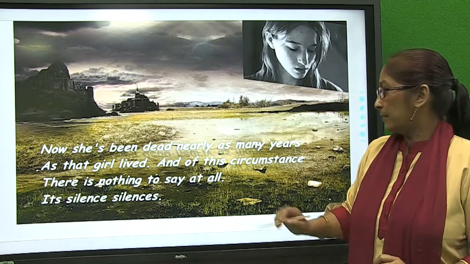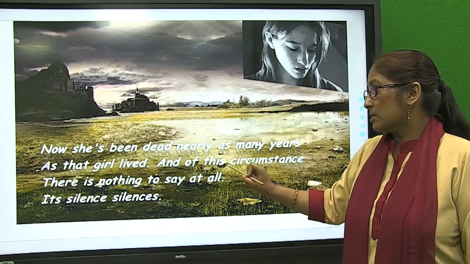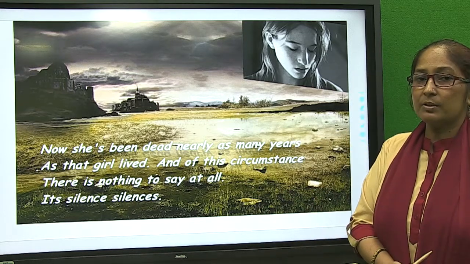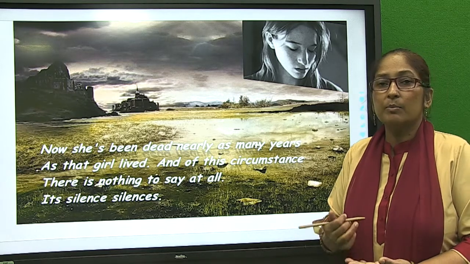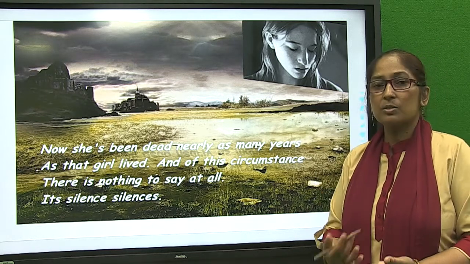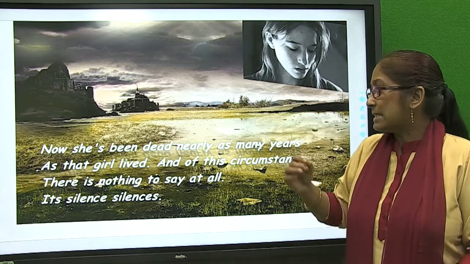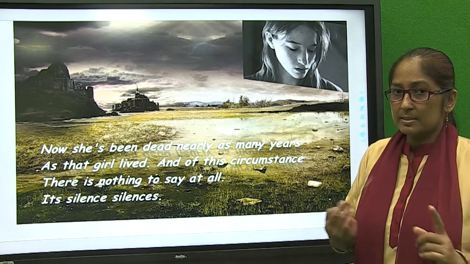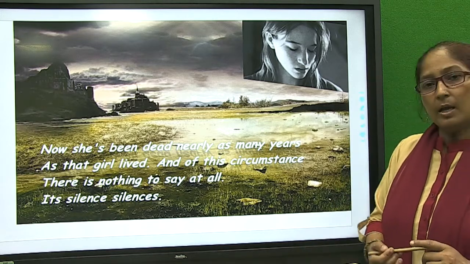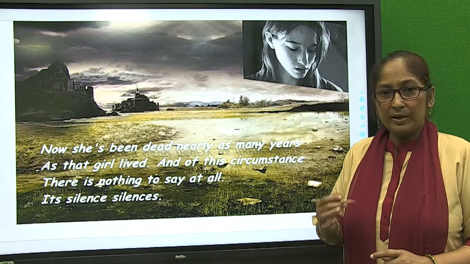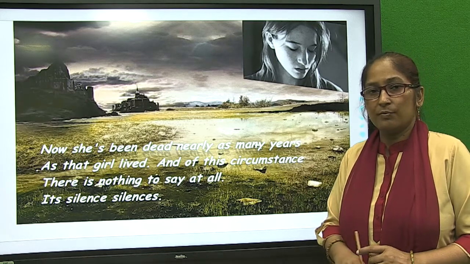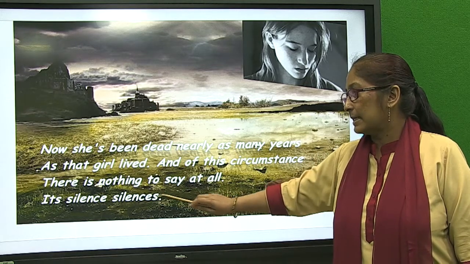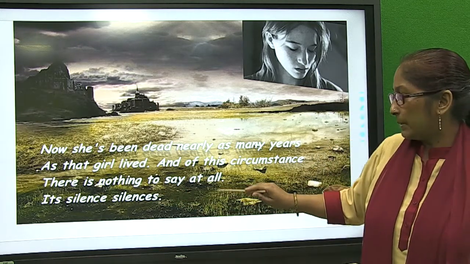And of this circumstance, there is nothing to say at all because now she is describing the death of her mother. So that's why she has become very emotional and she has no words to describe. So there is only silence and silence and silence. That is why there is stillness all around, because now the poet is very sad due to the death of her mother. So which figure of speech is used in this line? Silence, silence. The same word is repeated there.